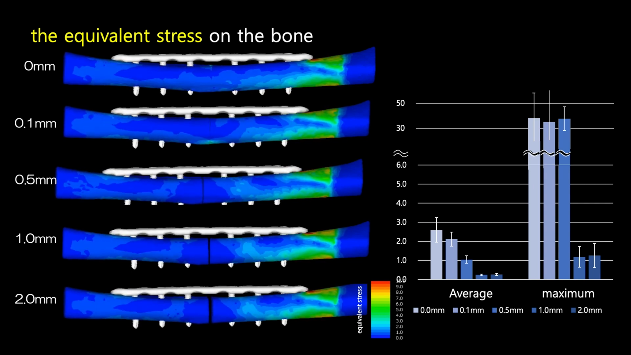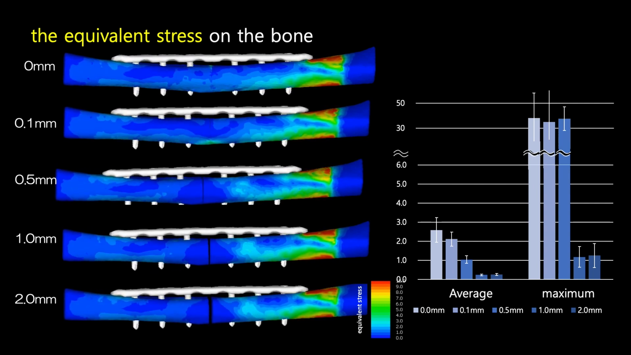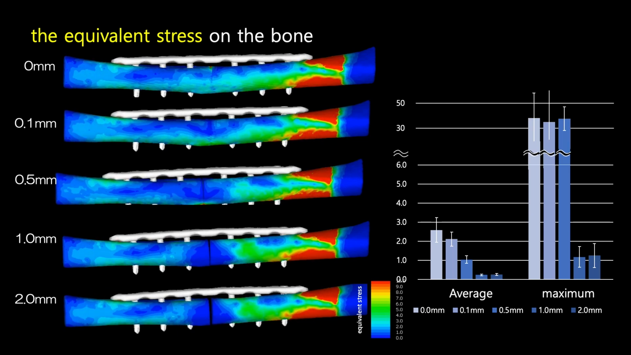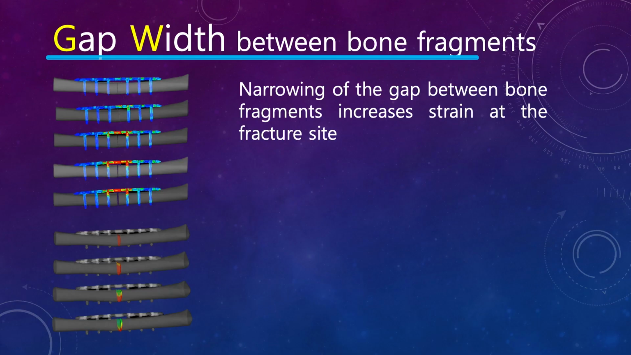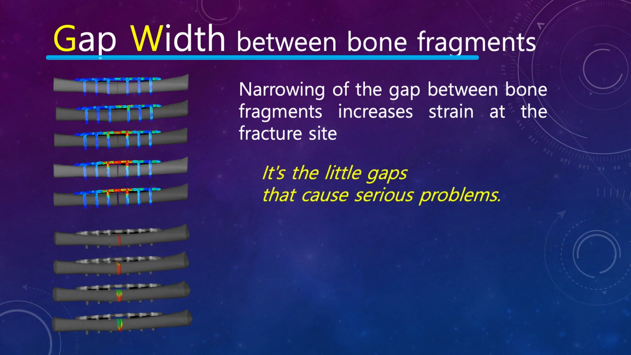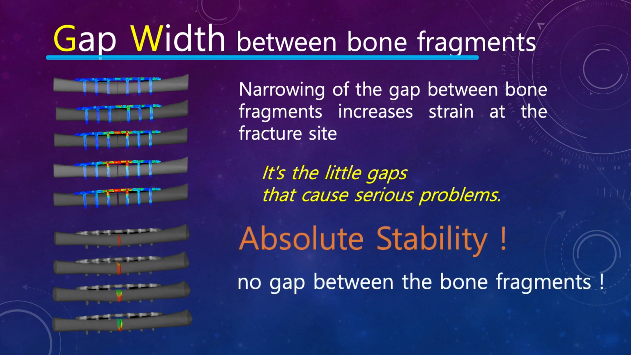When the gap width is narrow, stress is directly transmitted through the bone. Narrowing of the gap between bone fragments increases strain at the fracture site. It is a little gap that causes serious problems. In simple transverse fracture, it is important to ensure absolute stability, which leaves no gap between the bone fragments.